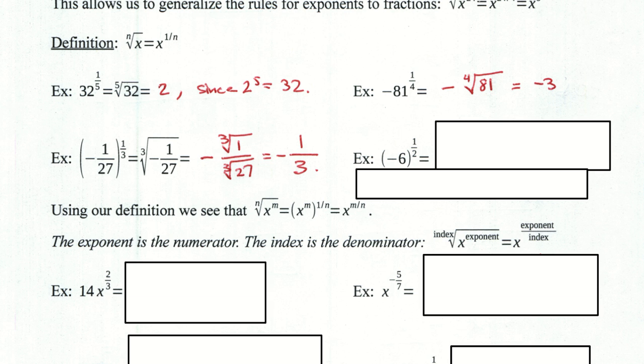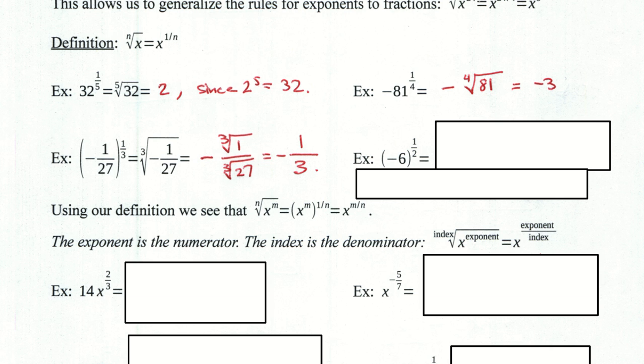Now, I will remind you that this trick of taking negative signs outside only works when the index, that is the root that we're looking at, is odd. So that cube root, 3, is an odd number, so therefore we can take the negative outside.